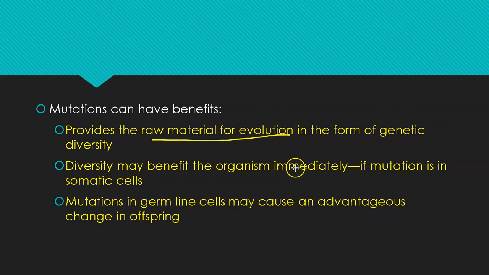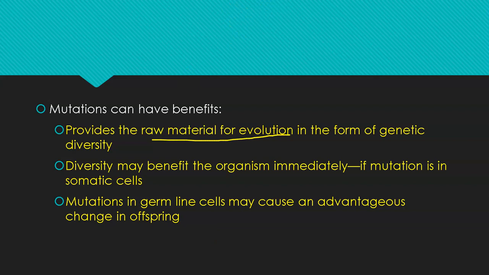Diversity may benefit the organism immediately, so being able to adjust to the environment. Mutation in germline cells can cause better adjustments in offspring. It could lead to different traits that could help the offspring have a higher chance of surviving and reproducing.